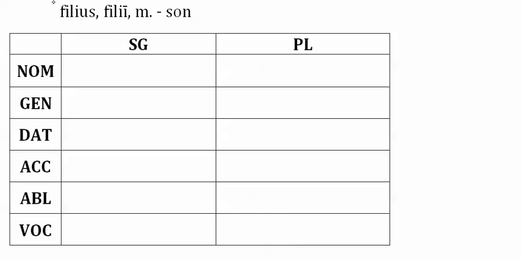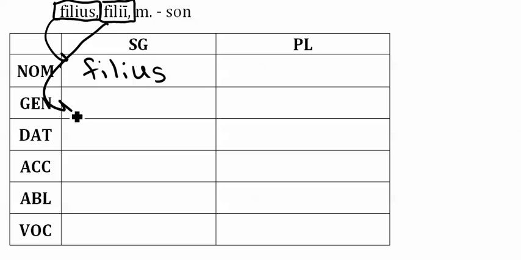My first word, filius, is the nominative singular. So I'm going to copy that right here. Not going to change a thing. Filius. The second word, filii, is the genitive singular. So that one's going to come right below it here. Done with step number 1. Let's go on to step number 2.